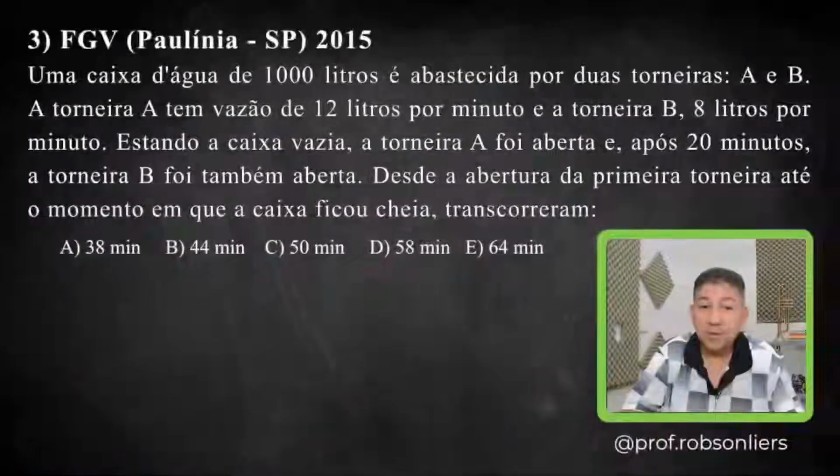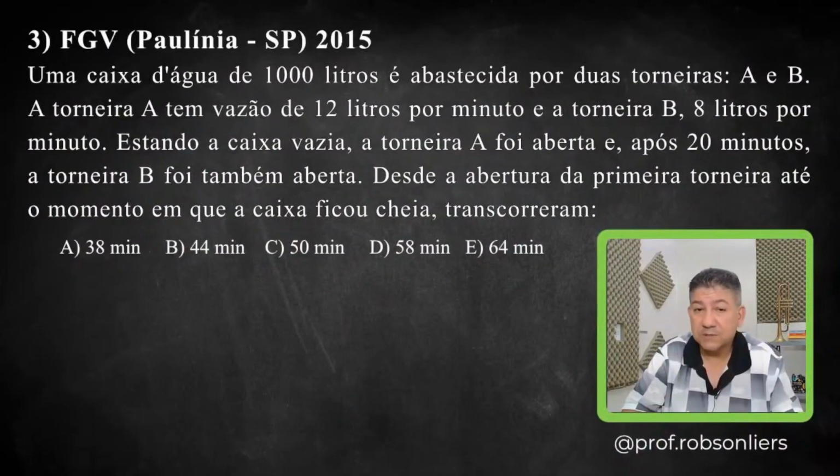Look, well, this problem here is from the City Hall of Paulínia, São Paulo, which happened in 2015 from the Tully Varga Foundation exam board. A 1,000-liter water tank is filled by 2 faucets, A and B. Faucet A has a flow rate of 12 liters per minute and faucet B, 8 liters per minute. With the tank empty, faucet A was opened, and after 20 minutes, faucet B was also opened. From the moment the first faucet was opened until the tank was full, how many minutes passed? Here are the options. First, try to solve it on your own, then tell me in the comments because I'm going to show you the solution now.